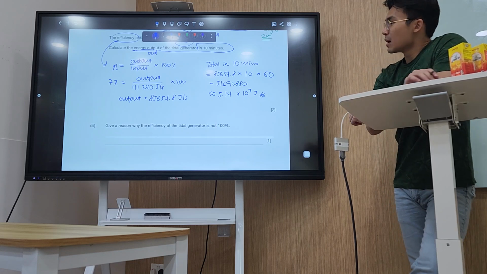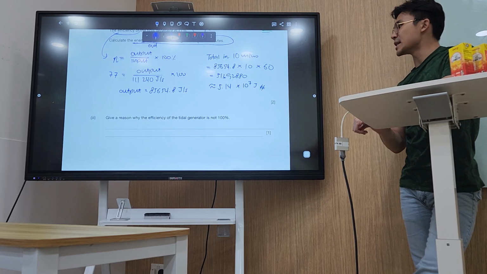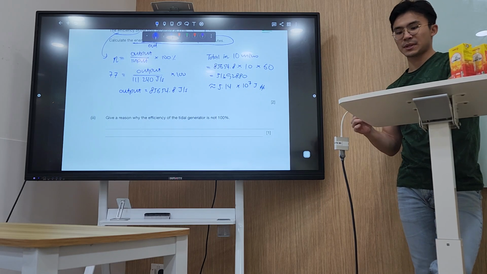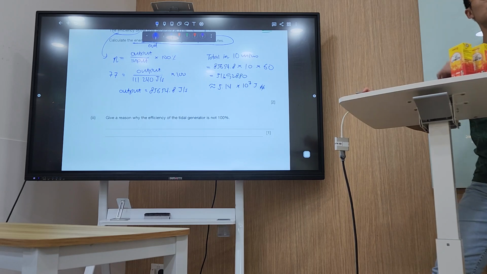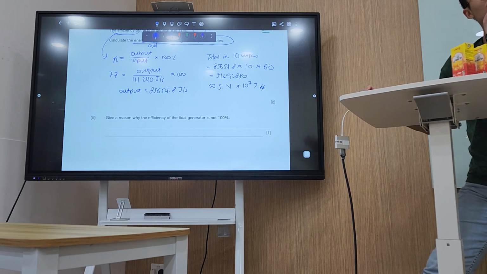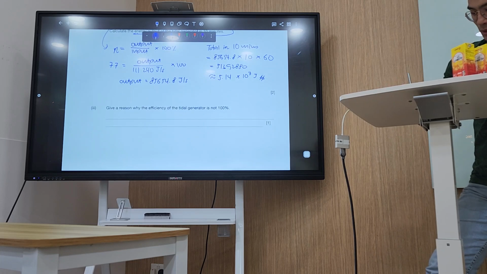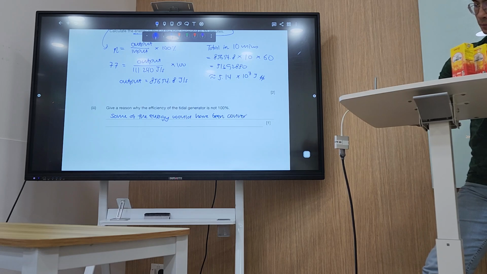Cool. Give a reason why the efficiency of a tidal generator is not 100%. John? Some kinetic energy is converted to heat energy and sound. That's why it's not 100%. So some of the energy would have been converted.